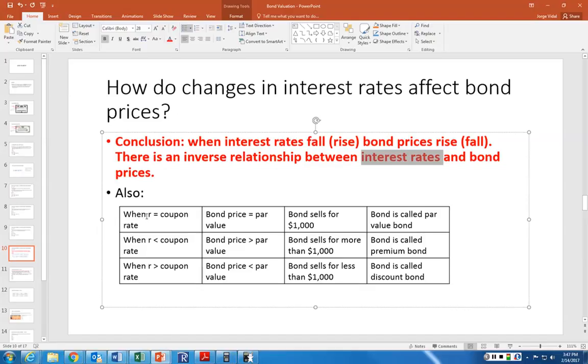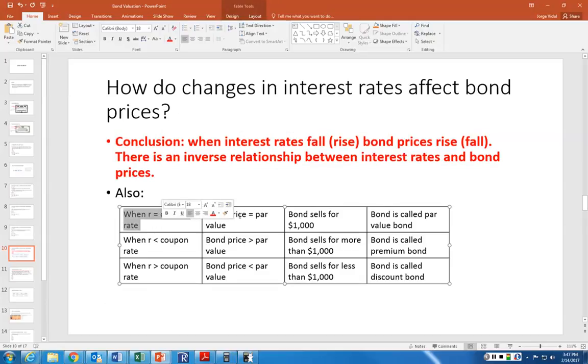And also you can see that when R equals the coupon rate, then the price of the bond is equal to par value, meaning it sells for 1,000, and we call this a par value bond. When R is less than the coupon rate, then the bond price will be greater than par value, meaning more than 1,000, and we call this a premium bond. And when R is greater than the coupon rate, the bond price will be less than par value, or less than 1,000, and we call this a discount bond.